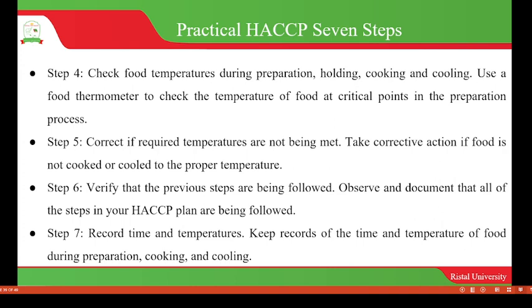Then from there, you can move to the next step, whereby you now check the food temperatures during preparation, holding, cooking, and cooling. And we can check this temperature by using a food thermometer, especially the probe thermometer, because it has a pointed and metallic tip. But always ensure that this thermometer is sanitized to avoid cross contamination. And you are going to use this thermometer to check the temperature of food at critical points in the preparation process so that you can monitor if the temperature is exceeding the critical limit or has not reached the critical limit, so that if there is a deviation you can easily correct.